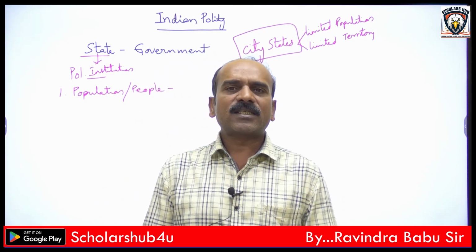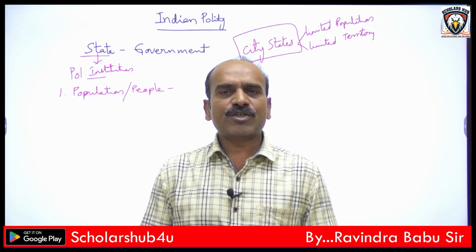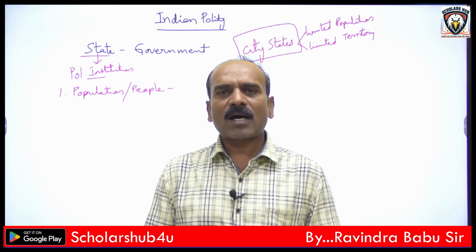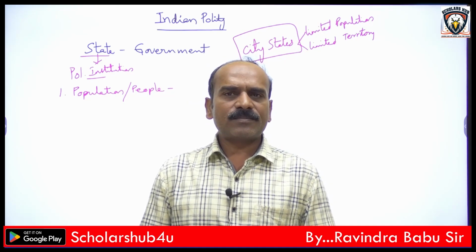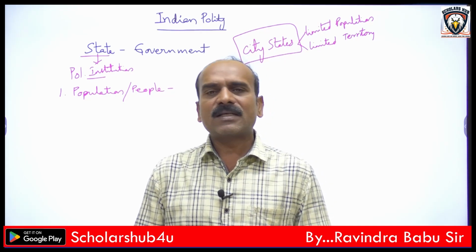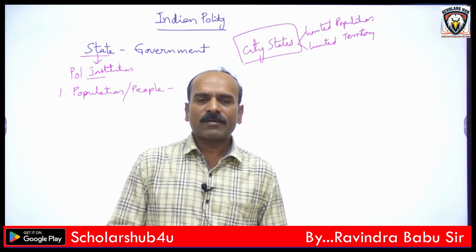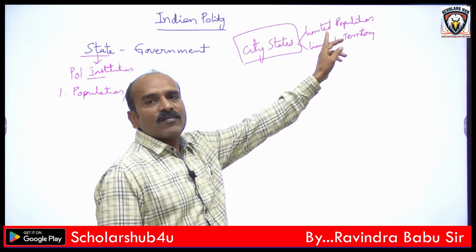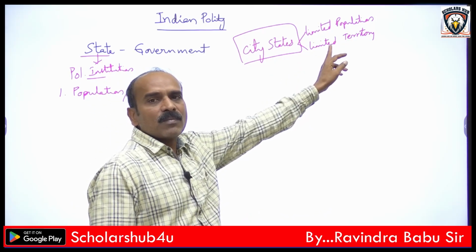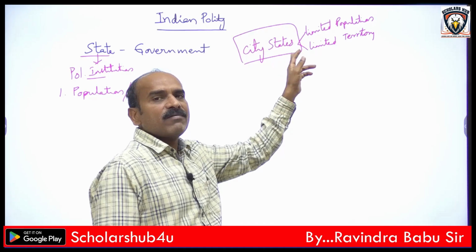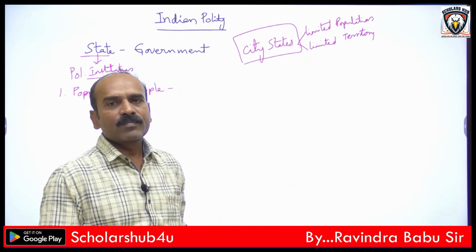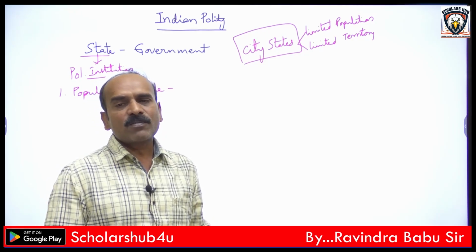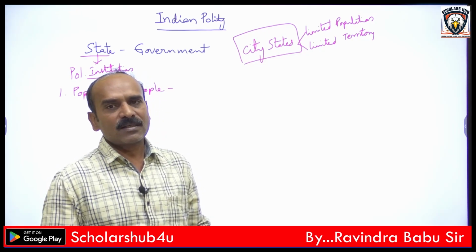There were a number of states existing in ancient Greece. For example, Athens, Sparta, Macedonia, Miletus, different types of city-states were there. The important features of these city-states are that they had very limited population and very limited territory. Only hundreds to thousands of population was there in the ancient Greek city-states.